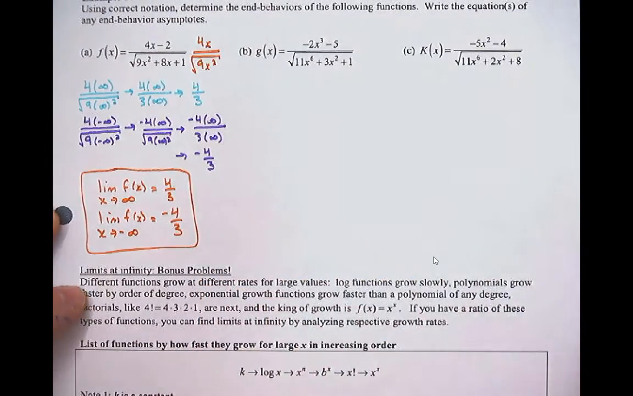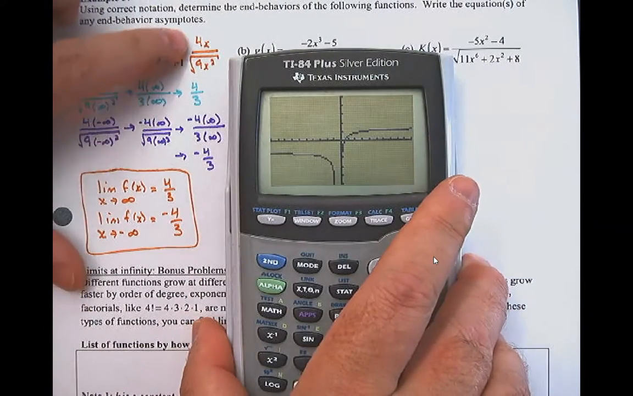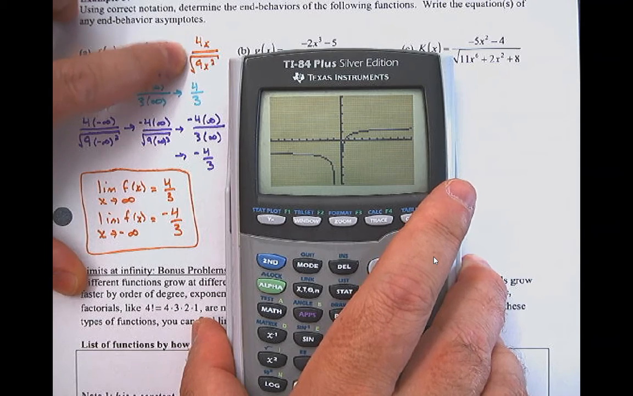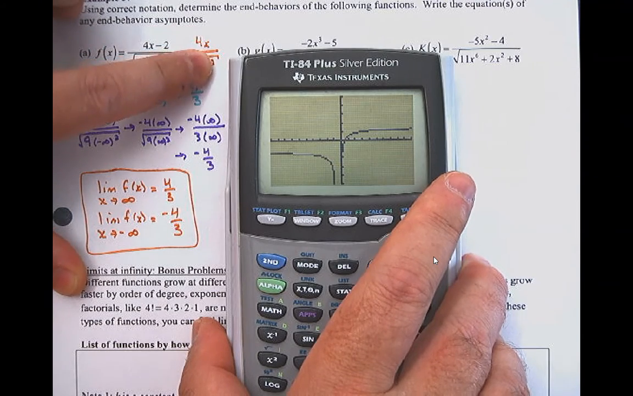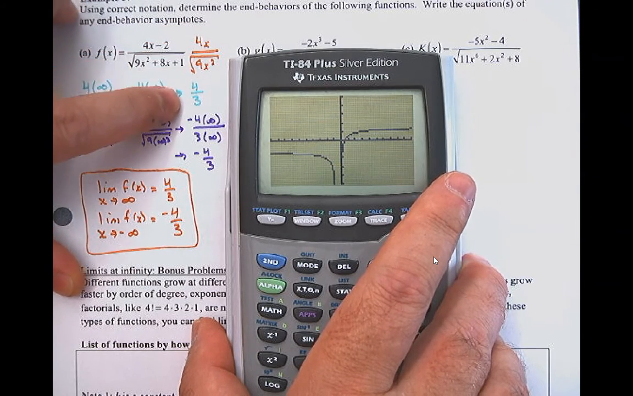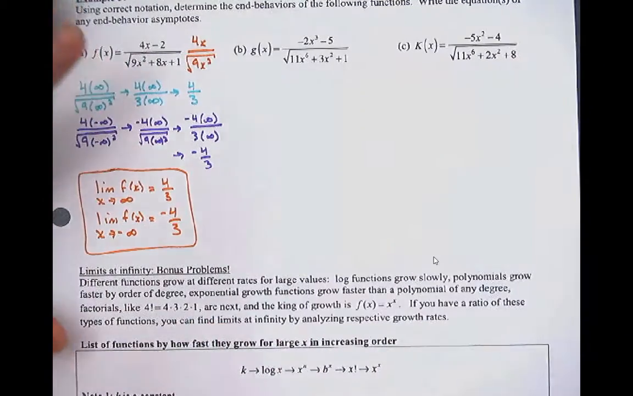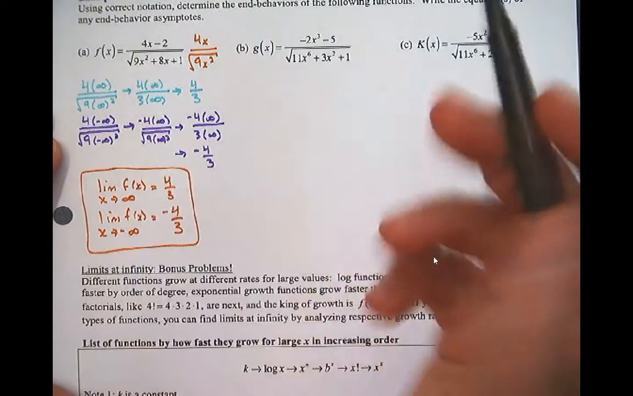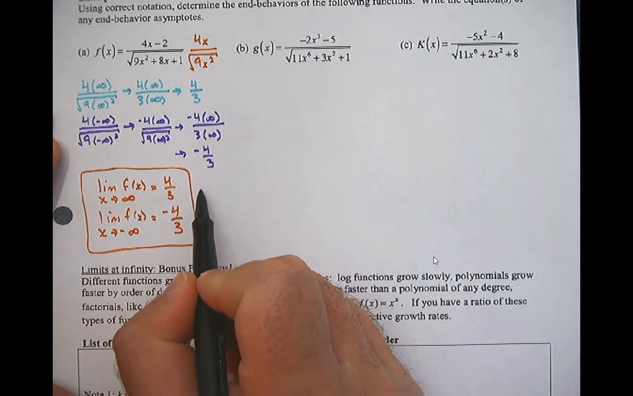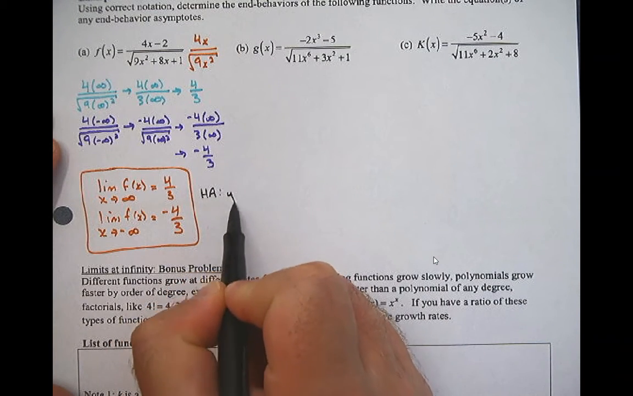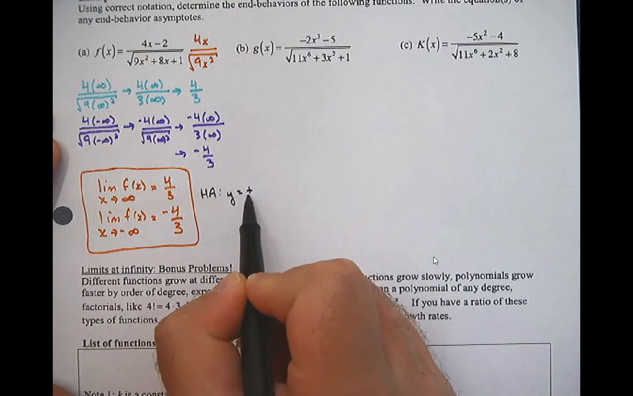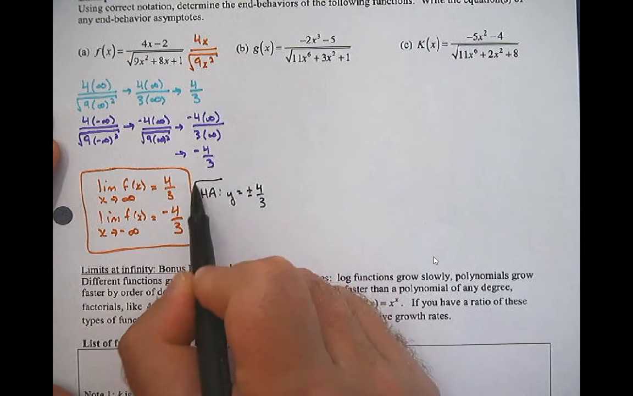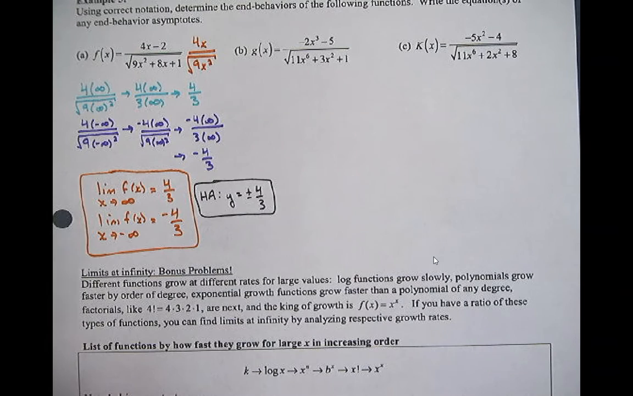So they both, just to prove to you that you can't just, if I would have cleaned it up first and got 4x over 3x, those x's would have canceled, and I would have said that the end behavior is always 4/3. That's not true. So when cleaning up by plugging in negative infinity, you've got to be a little bit careful. So I would say my end behavior asymptote, I'm just going to say that it's an HA, y equals plus or minus 4/3. Both of those ended up being horizontal asymptotes.